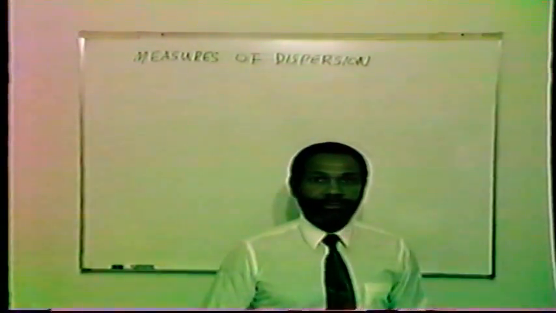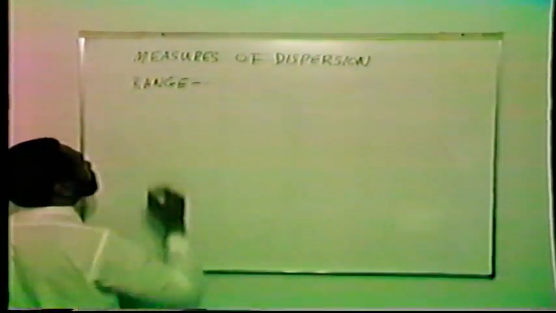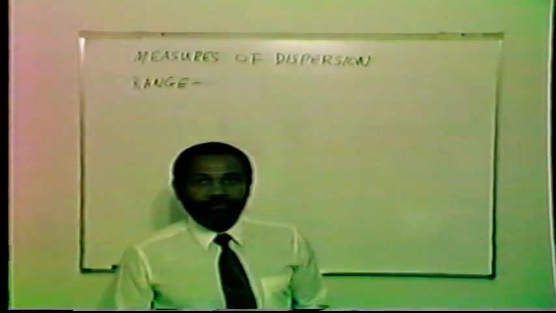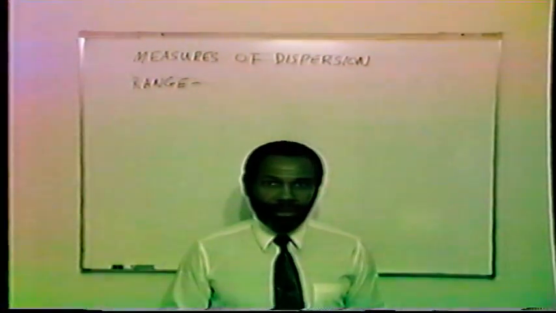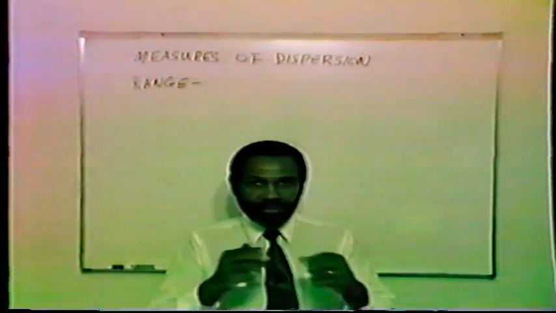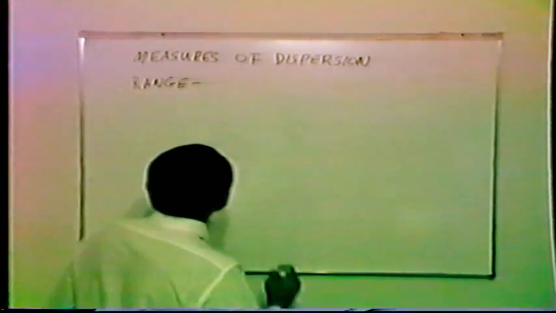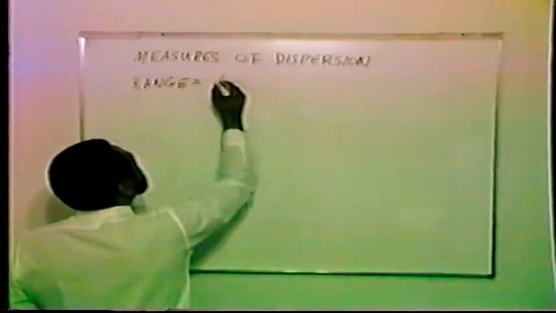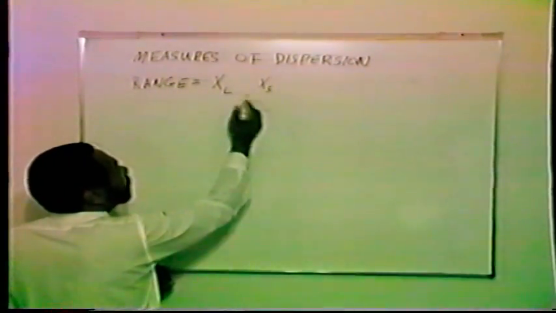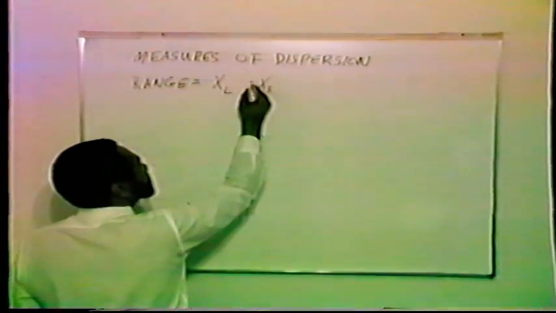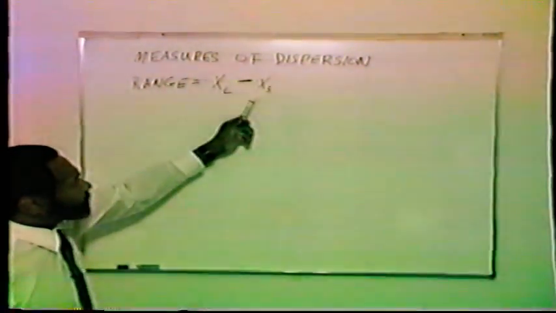First of all, let's talk about the range. The range of a data set is the difference between the largest number or score in the data set and the smallest number or score in the data set. So that tells us the spread of the scores from the highest to the lowest. If we let x sub L be the largest score and x sub S be the smallest score, the range of a data set is x sub L minus x sub S. It's the largest score minus the smallest score.